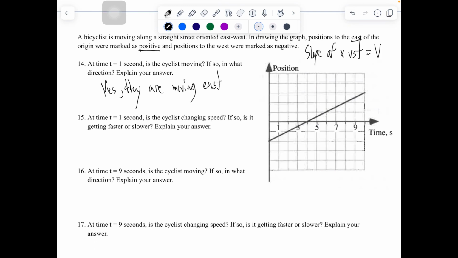At a time of 1 second, is the cyclist changing speed? No, they're not, because the slope is the same. Slope determines the speed, the slope's not changing, the speed is not changing.